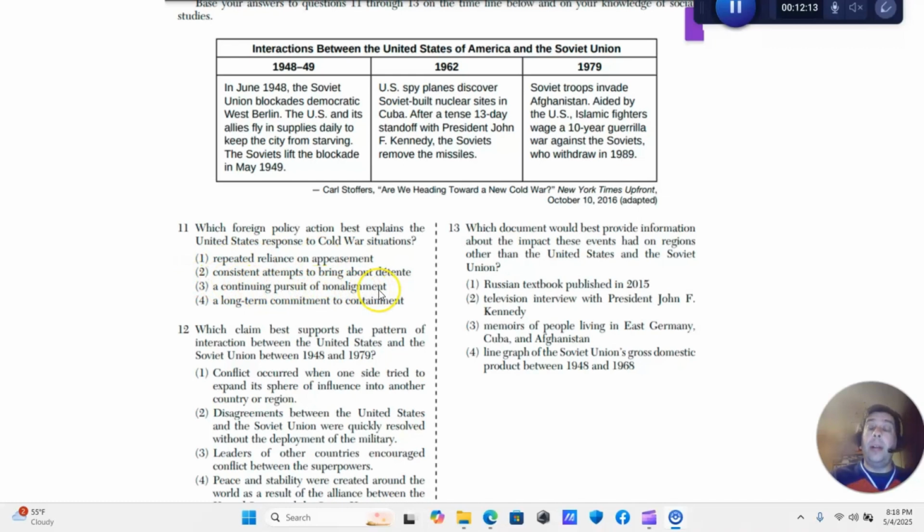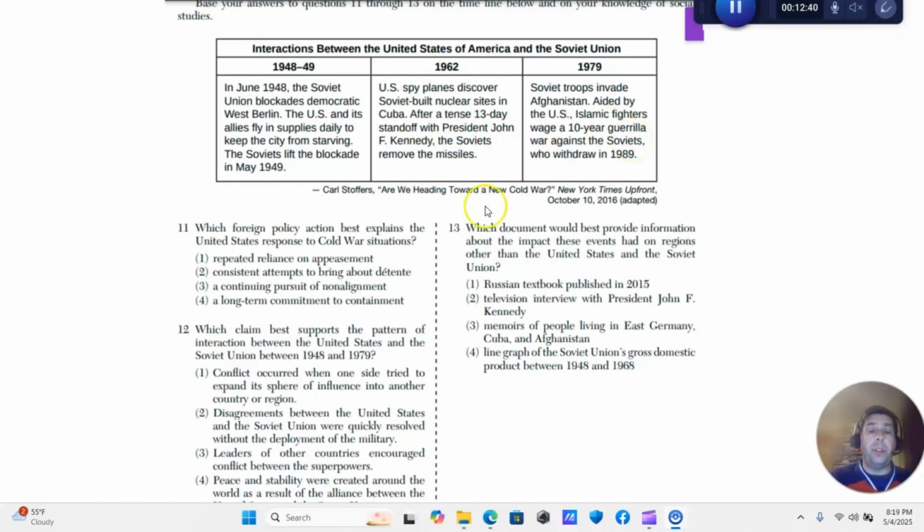Continuing pursuit of non-alignment. That's a Cold War word as well. Countries like India don't align themselves with the Soviet Union or the United States, but that's not related to what is here. A long-term commitment to containment. There we go. That's why we read the questions first. Because in my head, I thought, oh, the US policy was containment. I didn't read the choices. But then it's confirmed by reading this. So again, even if I don't understand what the text says, I know containment, I get this right.